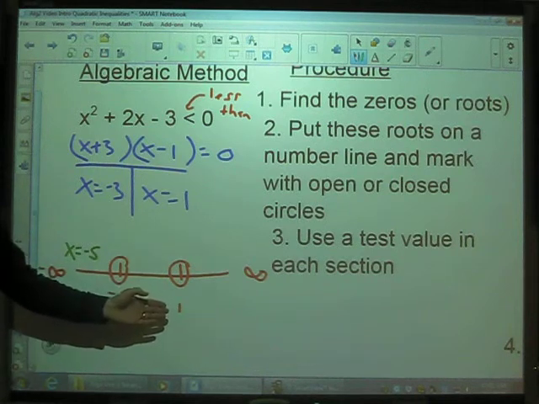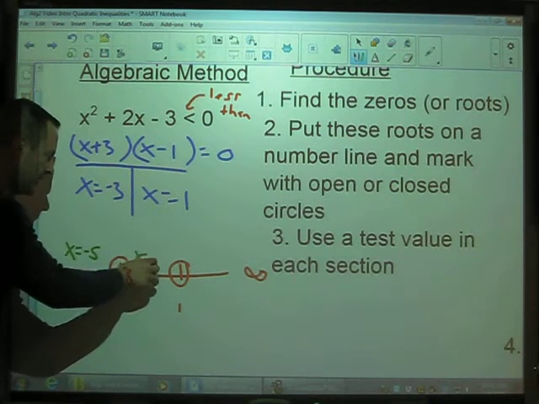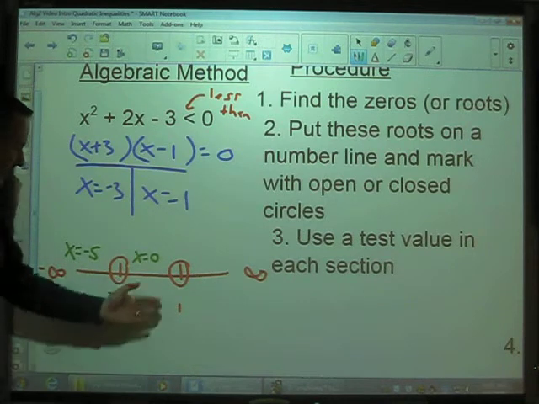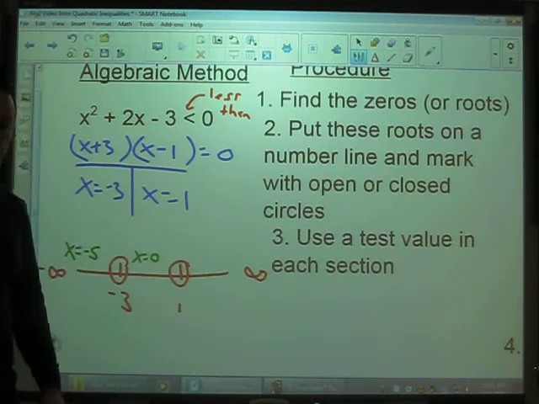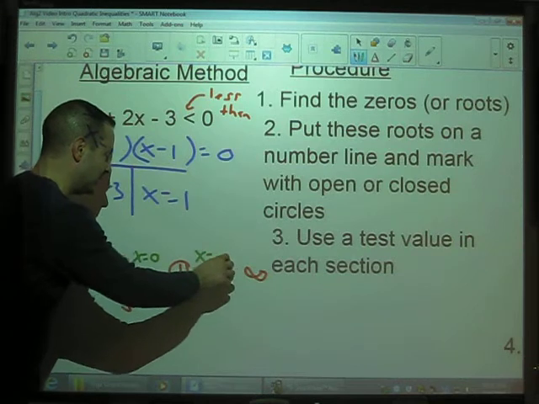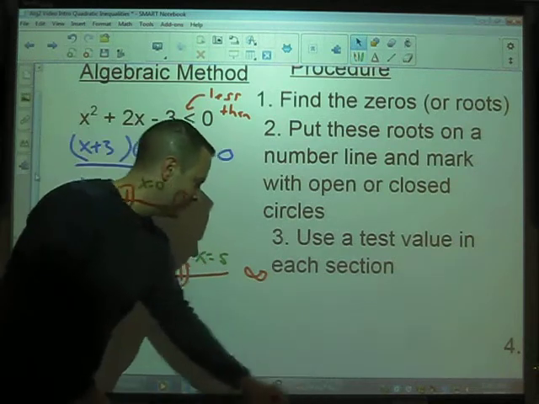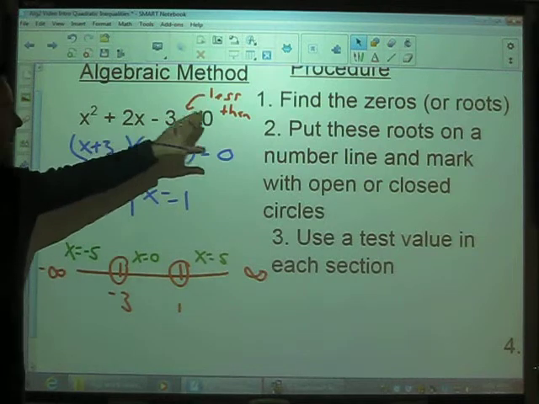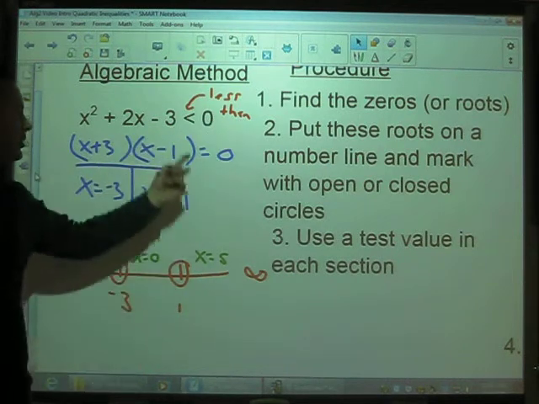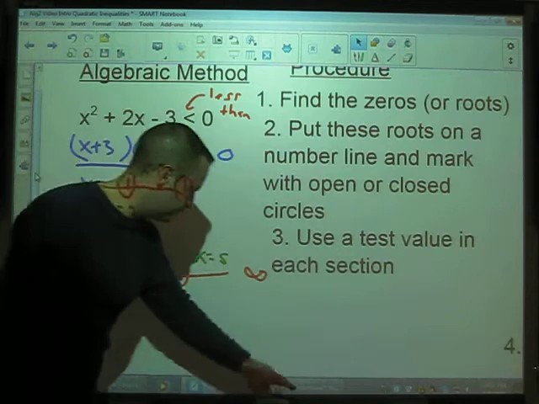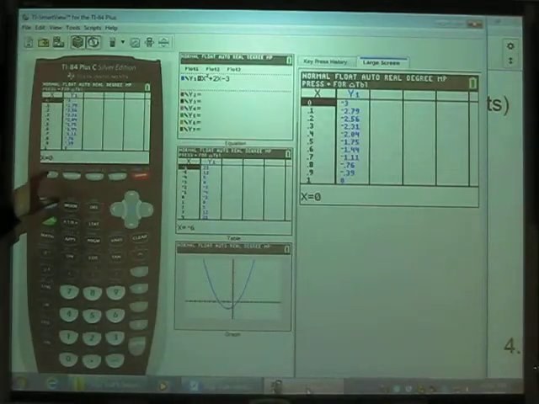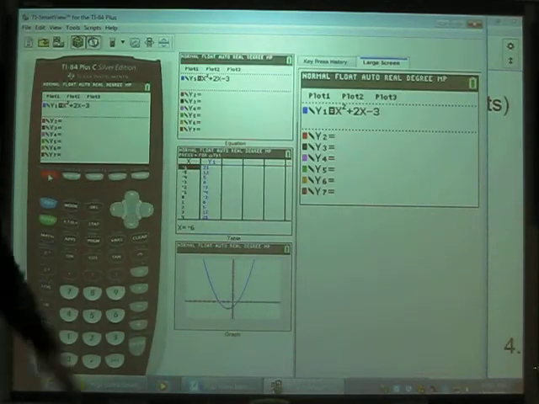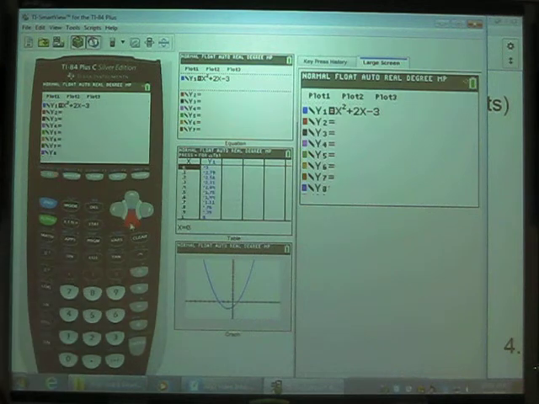Between -3 and 1, a nice easy number to use, x equals 0. And then anything between 1 and infinity would work. I'll keep it simple and use x equals 5. So now we go to our graphing calculator. We want to compare the left side and the right side on the graphing calculator with a less than symbol. Okay, so the quadratic is already in there. I'll put 0 for the other side.